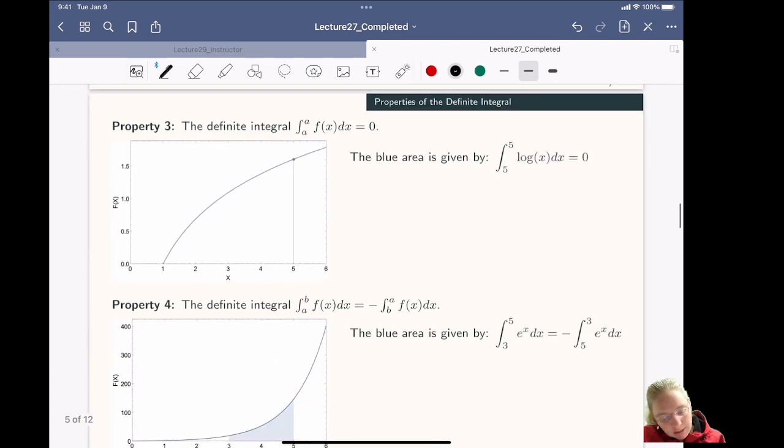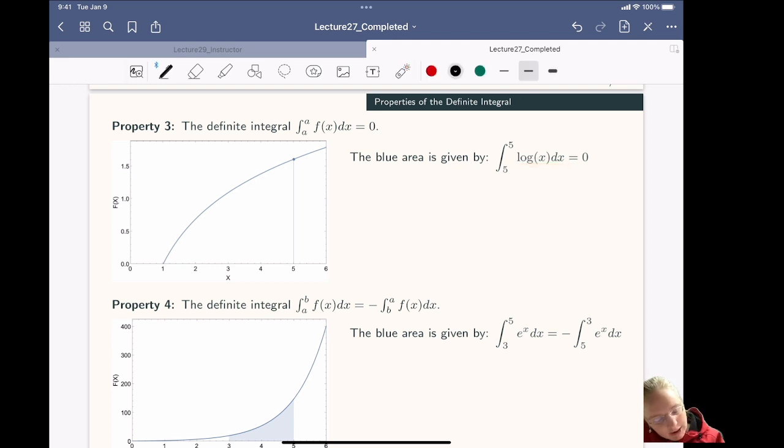Note that the area under the curve between a point and itself, if we have the same integration limit at the bottom and the top, so we are integrating from, for example, 5 to 5, comes out to being 0. A way of showing this is that we take the integral of this function.